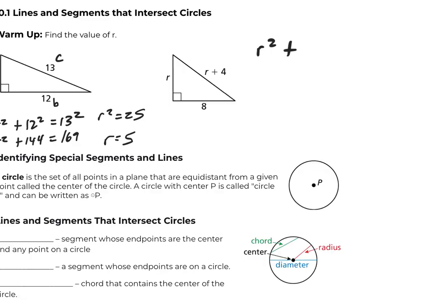R squared plus 8 squared. Okay, those are my 2 legs, the 2 sides that touch the 90-degree angle. And then the hypotenuse is always the longest side. It's also the side opposite the 90, equals, and here's where you've got to be careful. We have R plus 4 squared. So we've got some algebra skills that are going to come into play here.